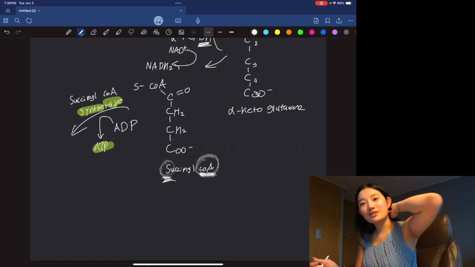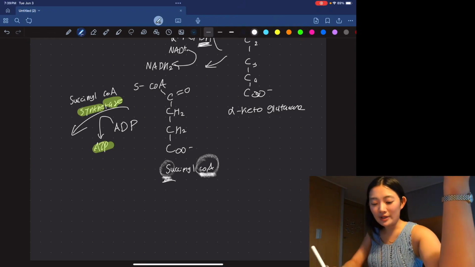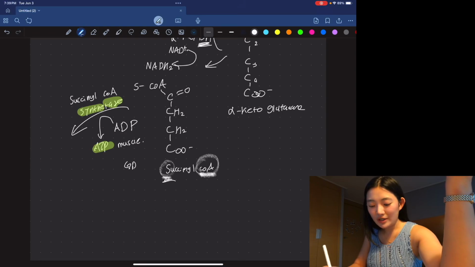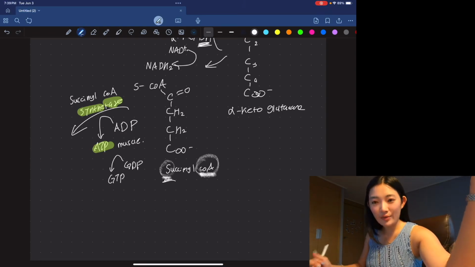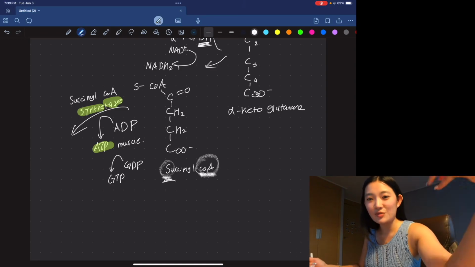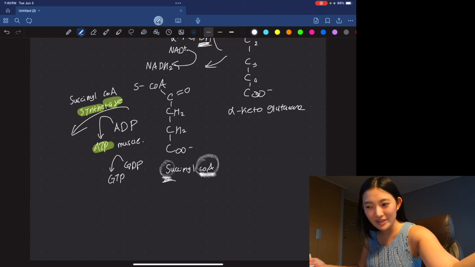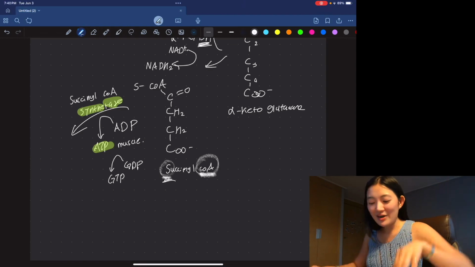It's also interesting to note that ATP is primarily made in muscle cells. And this enzyme is actually able to use GDP in other cells, like fat or liver cells as well. But for the sake of our mnemonic, we're going to remember that succinyl-CoA synthetase is a salesman. It likes to make stuff. It likes to make money. So it's going to make an ATP, right?